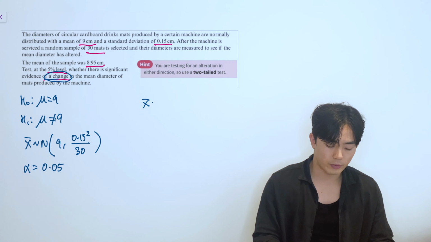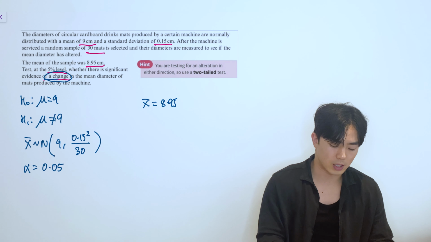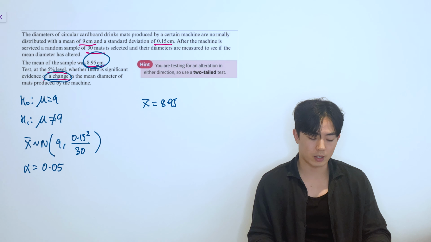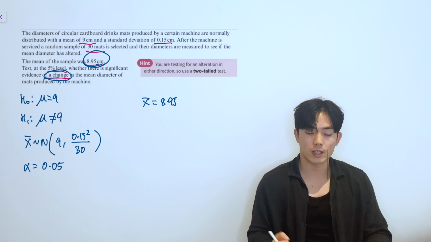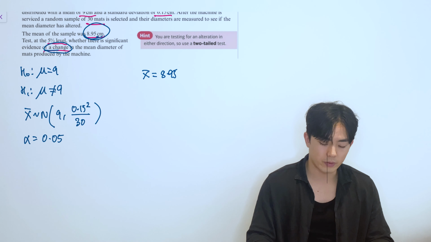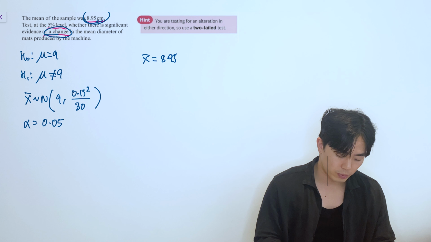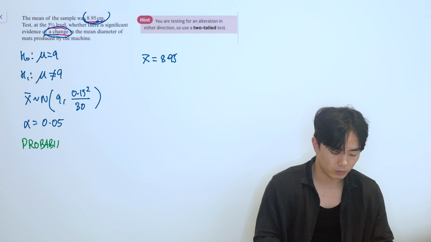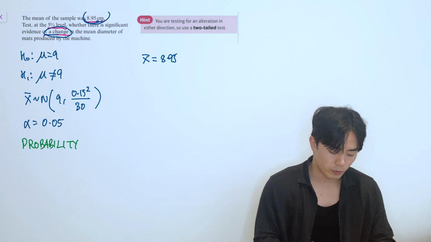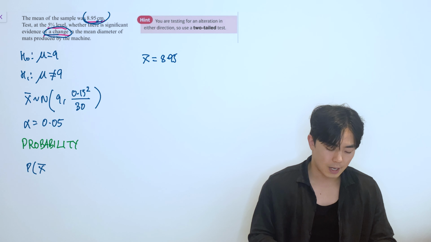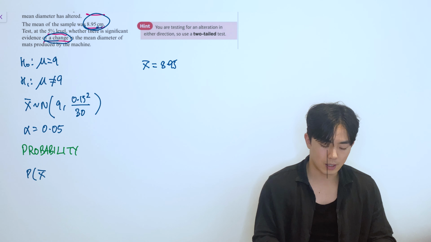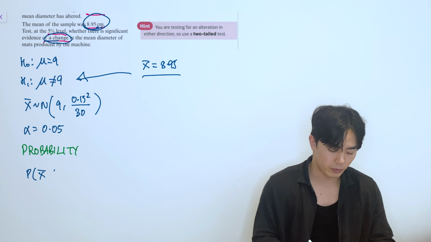And the x-bar they got from the sample was 8.95, right? This is what they got from the sample, our test statistic. Now it's a matter of just finding it. So once again, I'm just going to do both methods. The probability method first. We're trying to find the probability that x-bar is less than 8.95.